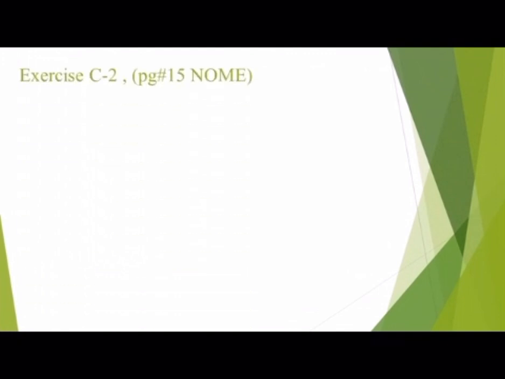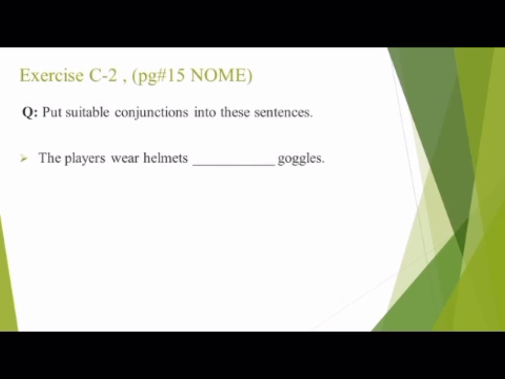Dear students, now open your New Oxford Modern English book, page number 15. Look at exercise C, question number 2. The question is, put suitable conjunctions into these sentences. Number 1 is, the players wear helmets dash goggles. We use and when we want to add something. So the sentence is, the players wear helmets and goggles.